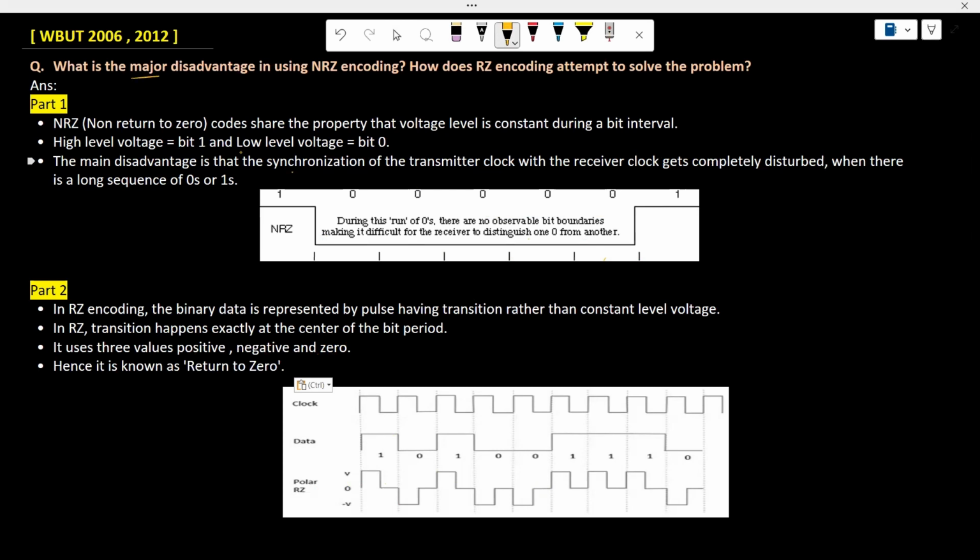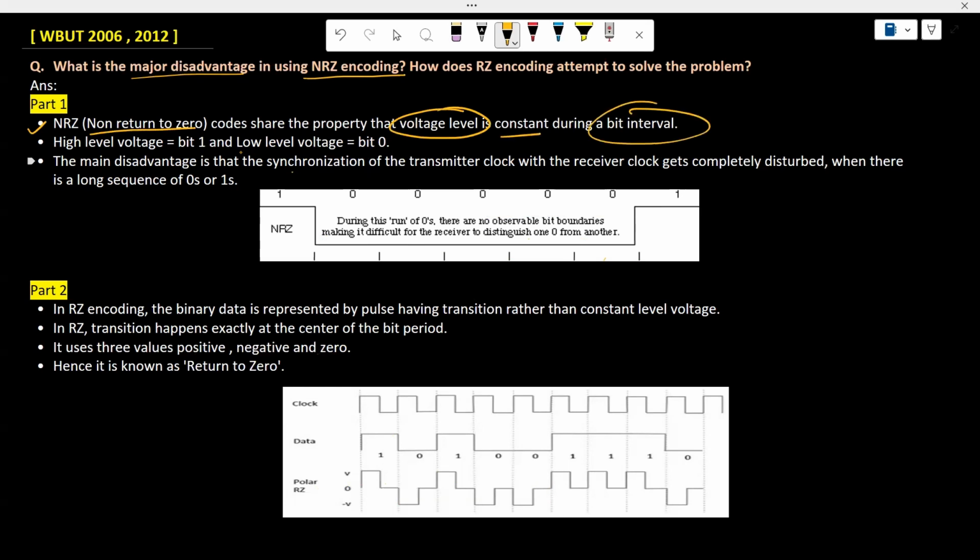Question says, what is the major disadvantage in using NRZ encoding? Let's look at the solution point-wise. NRZ represents non-return to zero. Code shares the property that the voltage level is constant during a bit interval.